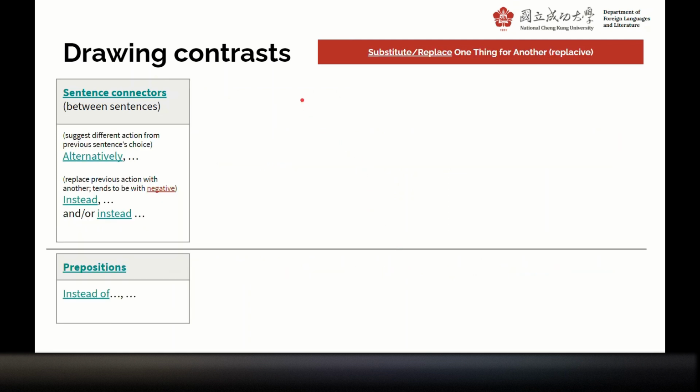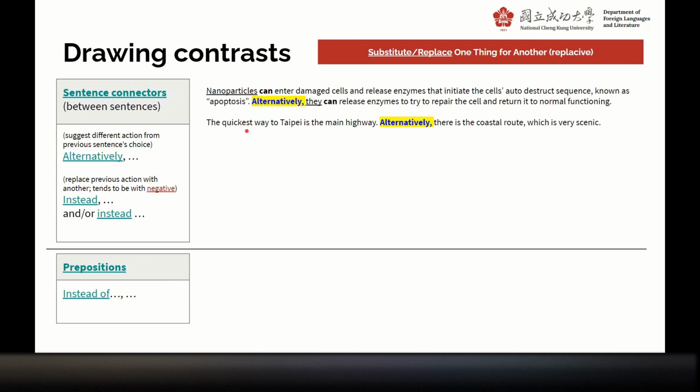And last but not least, we have when you have one point that's replacing the other point. I think the easiest way is just to look at examples. So for example, you're writing about transportation in Taiwan. The quickest way to travel is the main highway. Alternatively, there's the coast route, which is very scenic. So you are using the second point to suggest a different action, a different choice from the first one.